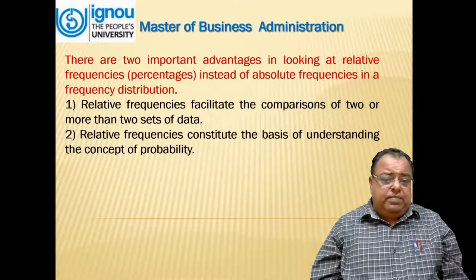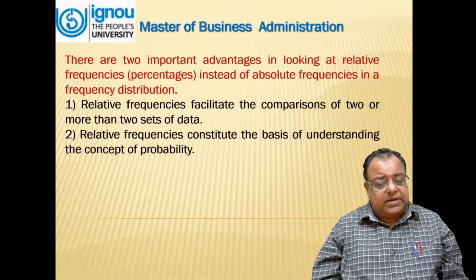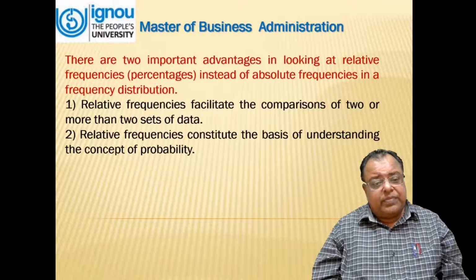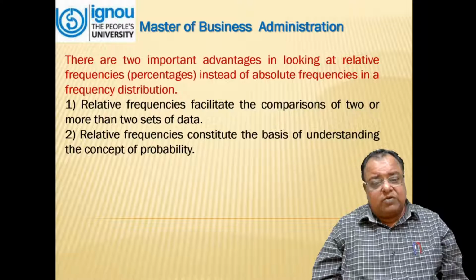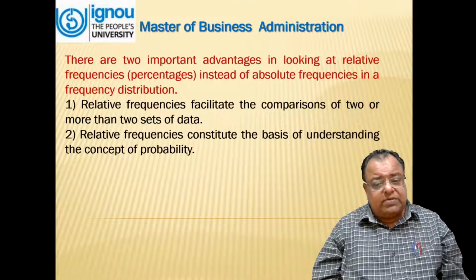There are two important advantages in looking at relative frequency, that is the percentage, instead of absolute frequency in a frequency distribution. They are: relative frequencies facilitate the comparison of two or more than two sets of data. And secondly, relative frequencies constitute the basis of understanding the concept of probability.